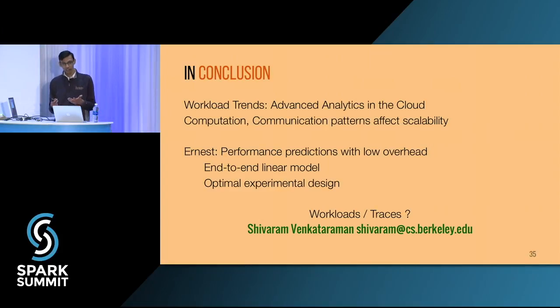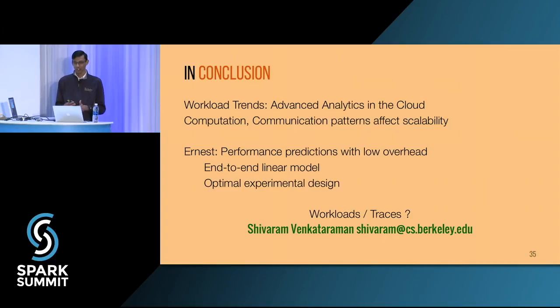To address this problem, we took this approach based on building a performance model with low overhead. And to do that, we looked at some of the regular structure that's present in these workloads, and we captured them in this linear model. And in order to reduce the amount of time spent in collecting data, we used techniques from optimal experiment design.